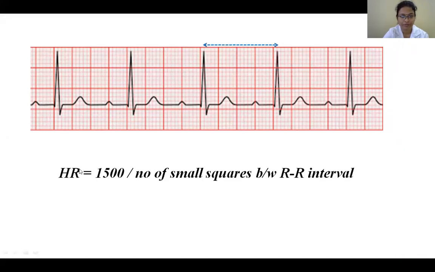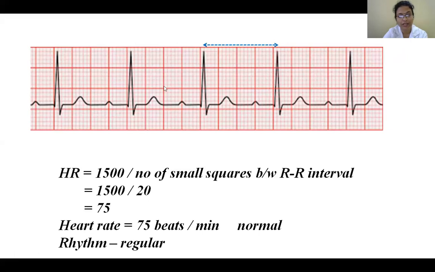Coming to heart rate. Again, here we cannot apply rule of 300. So we have to go for 1500 rule. So if we count here, how many boxes are there? 20. So 1500 divided by 20 is 75. 75 again fits into normal range of heart rate. So this is normal sinus rhythm with prolonged PR interval. So that is what is the interpretation of this ECG strip.